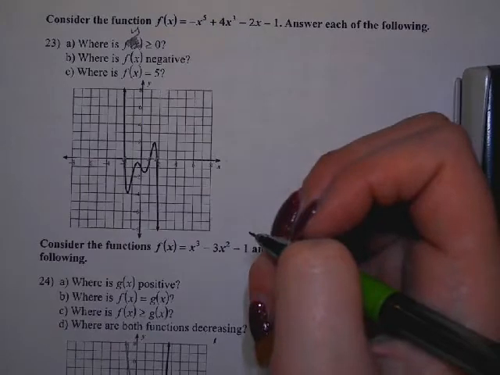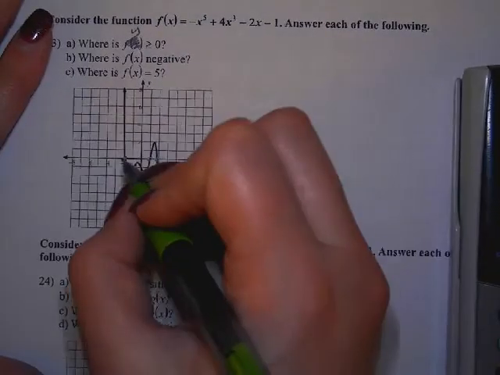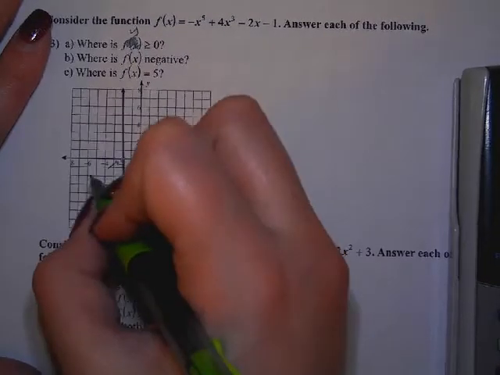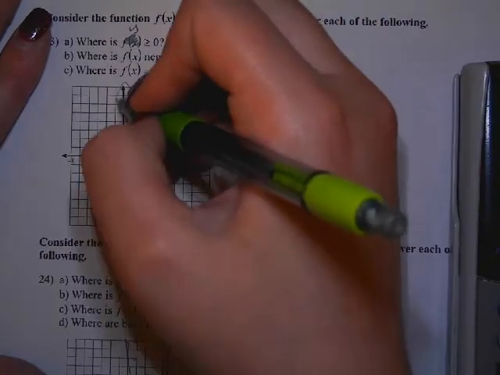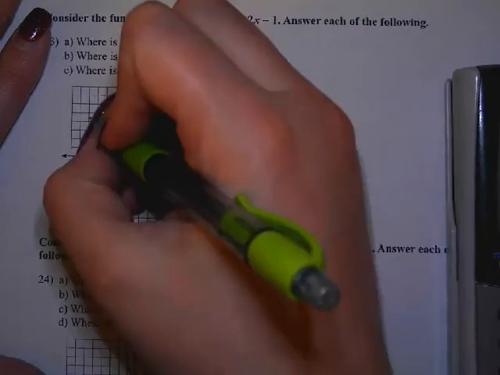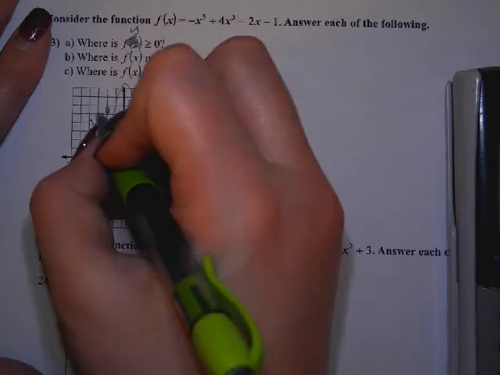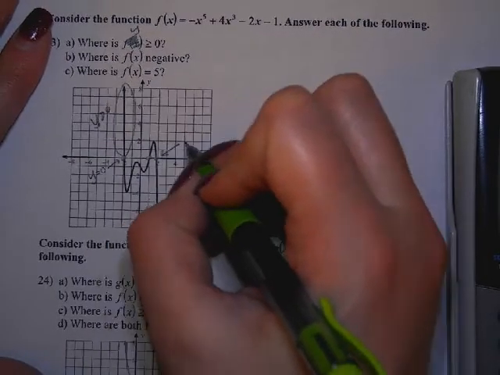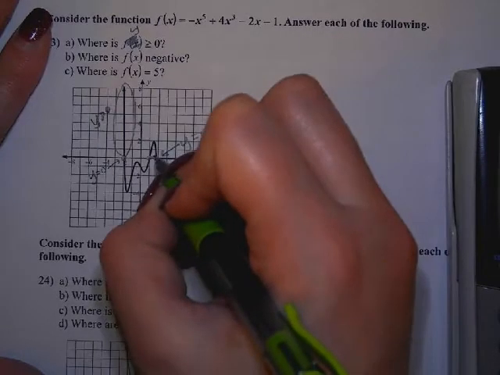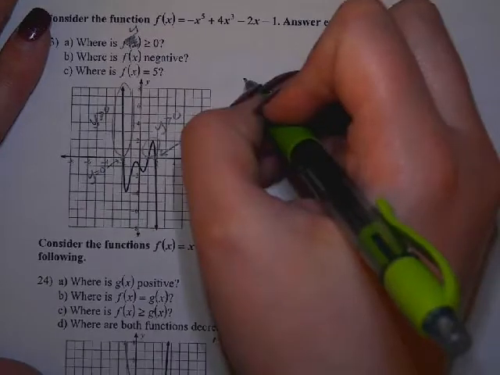Where is y greater than 0? Right here, I'm going to label it in the picture. This is where y equals 0, and then this part right here is where y is greater than 0. And that's the part that they want us to write.